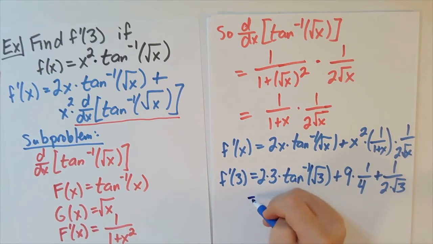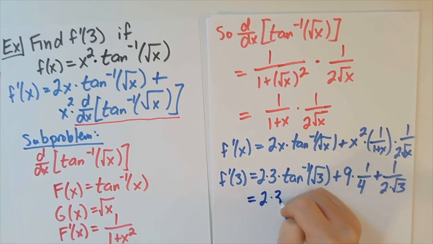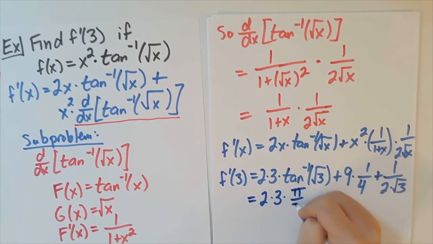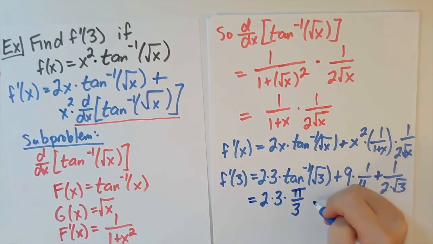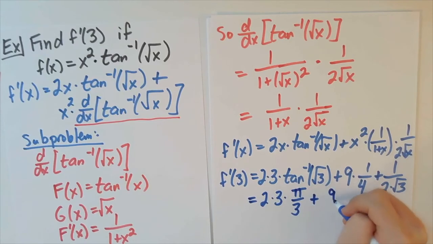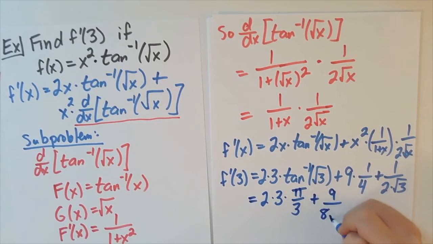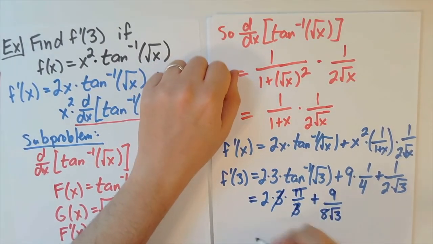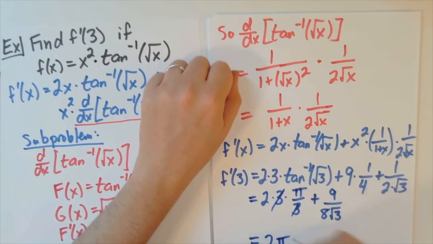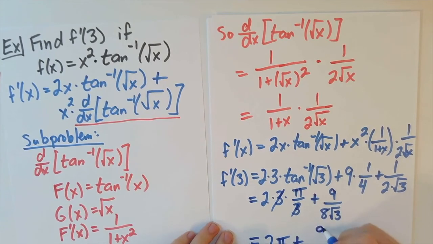Okay, so this is going to be 2 times 3 times pi over 3 plus 9 over 8 times the square root of 3. Okay, those 3's cancel. And so this will be 2 pi plus 9 divided by 8 times the square root of 3.